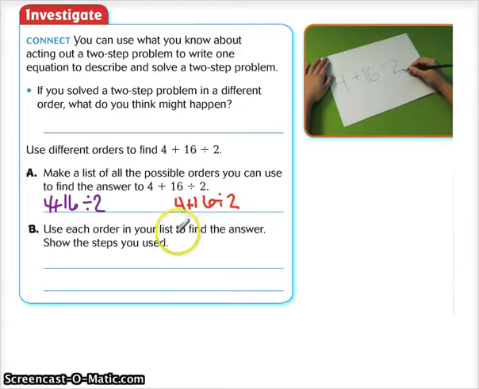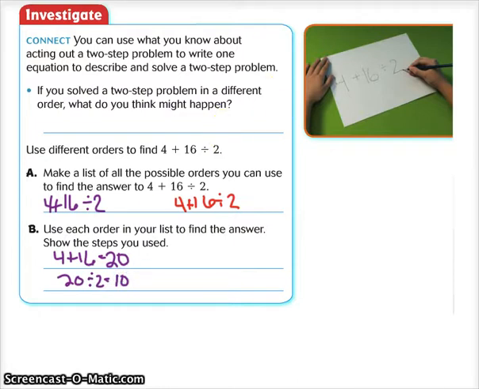So we're going to use each order in our list to find the answers, and we're going to show the steps that we used. Okay? So in my first example, I said we would do 4 plus 16 first. 4 plus 16 equals 20. And then we would divide 20 into two groups. And our answer would be 10.